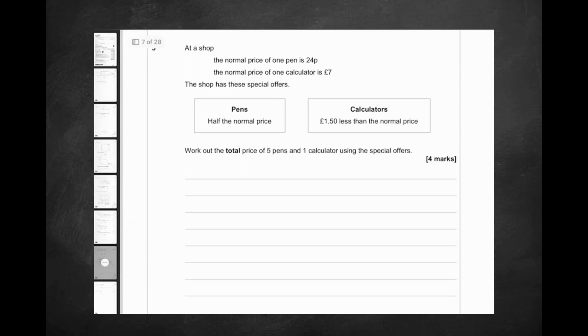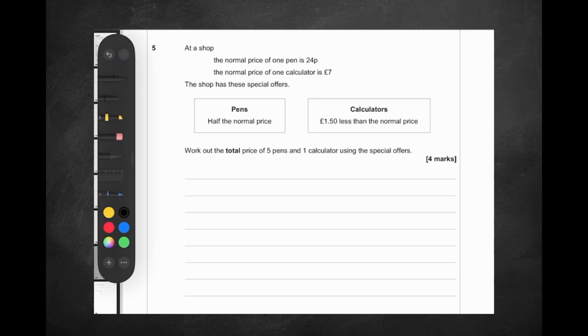Question number 5. At a shop, the normal price of 1 pen is 24p. The normal price of 1 calculator is £7. The shop has these special offers: pens half the normal price, calculators £1.50 less than the normal price. Work out the total price of 5 pens and 1 calculator using the special offers. So, 5 pens plus 1 calculator.